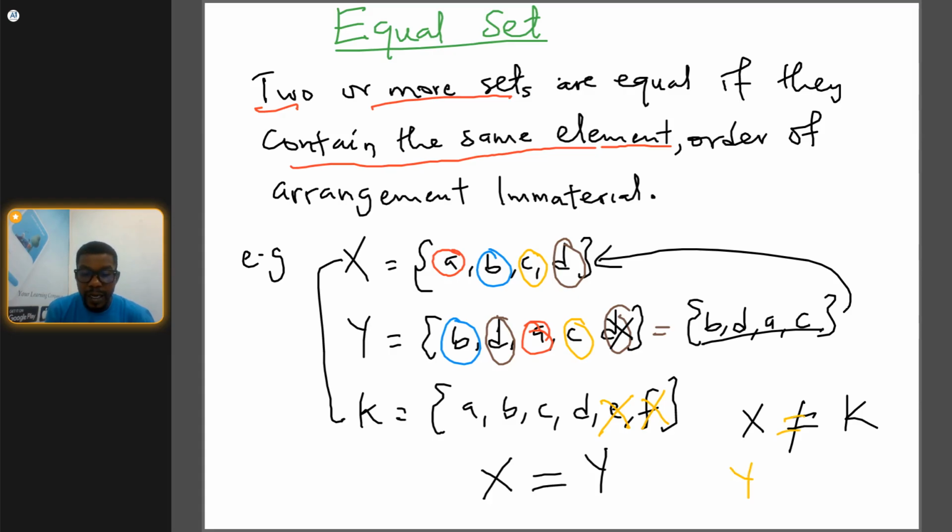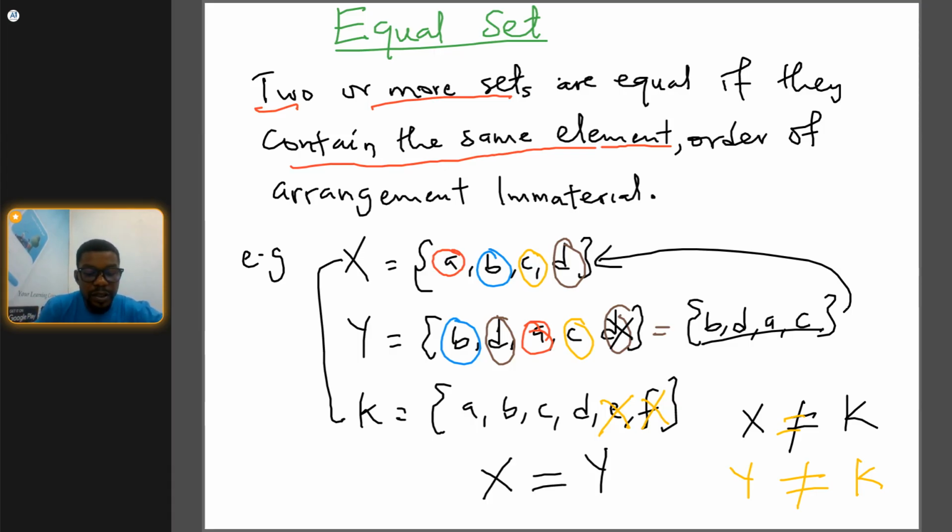What about Y and K? Is Y and K equal or not equal? Waiting for your response. Not equal. Y also is not equal to K because they do not have the same elements. Underline that word, same elements. It is a must that they have the same elements. If they do not have the same elements, then they are not equal. So let's move on to the next one.